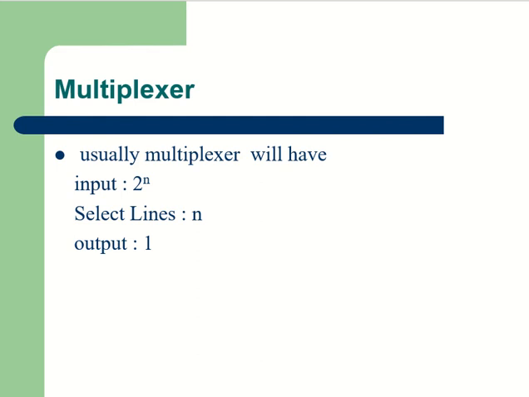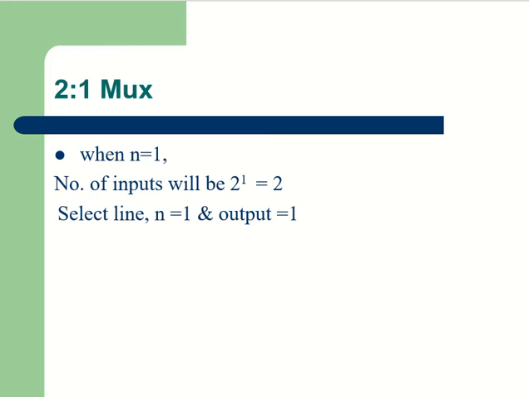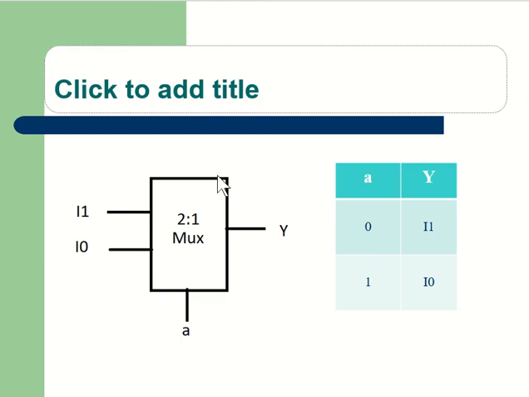So first we'll go with 2 is to 1 mux, wherein the value of n is equal to 1. So when the value of n is equal to 1, the number of inputs will be equal to 2 to the power of 1, that is 2, the select line, as I said, is n, that is 1, and 1 output. So usually we call it 2 is to 1 mux, where 2 indicates number of inputs and 1 indicates number of outputs. So this is what we call a 2 is to 1 mux.